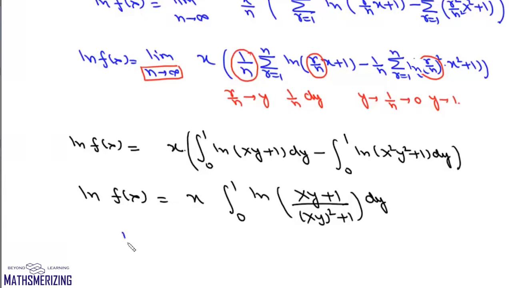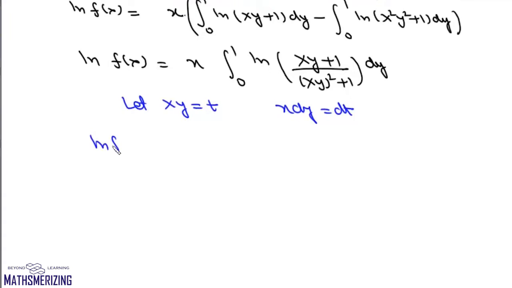So what we'll do is, we'll let x y as t, then x dy will be simply dt. So we can write this log f x as this integral. Now when the value of y is 0, it will be 0. So this integral will be 0. And when y is 1, it will be x. This integral from 0 to x, now x dy is dt. So it will be log of (t plus 1 upon t square plus 1) into dt.